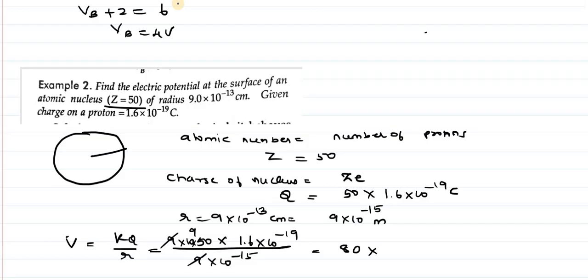So it is 10 power 9 minus 19, how much? Minus 10. Minus 10 and minus 15 gives plus 5. So 8 into 10 to the power 6 volts. Just check whether you are getting the same answer. Very simple substitution.